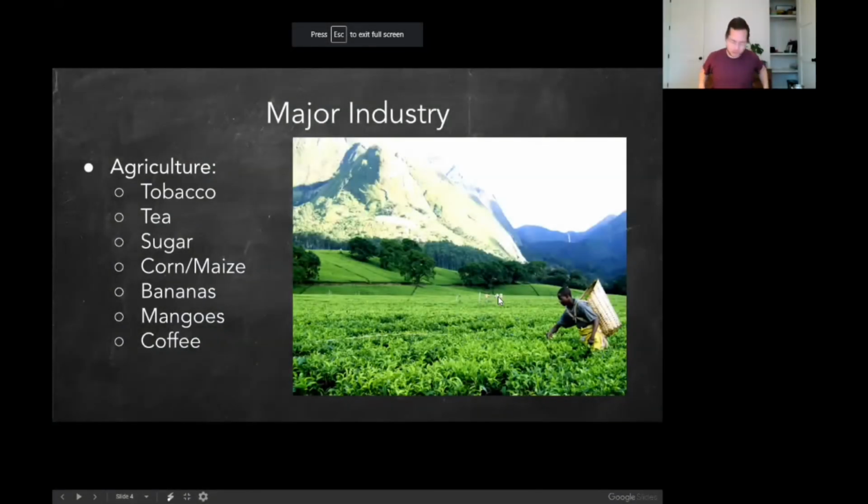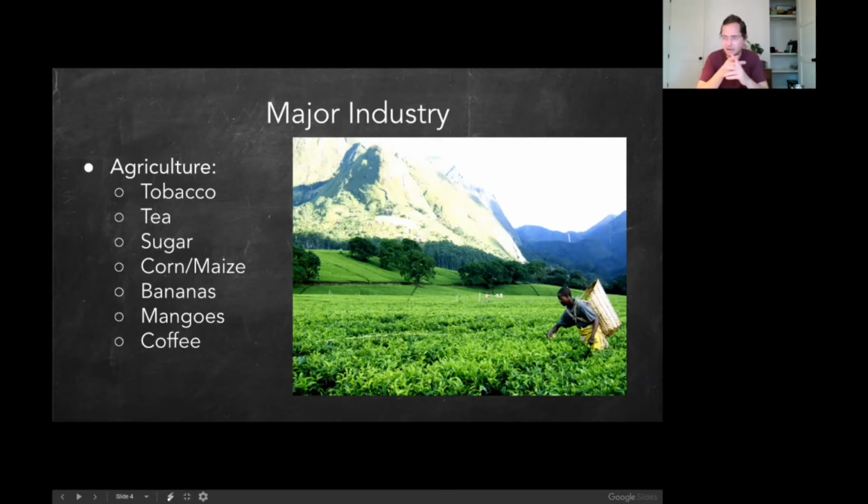Major industry, agriculture. The major industry in Malawi is growing crops: tea and sugar and tobacco and corn, maize, bananas, mangoes, coffee. Those are all different things that the Malawian people grow. That's the major industry. So most of the people, if they are working, will work in some capacity in agriculture and growing things, even if they're not subsistence farmers. A lot of people, honestly everybody, has some land that they rent and they grow their own corn. Almost everybody does.